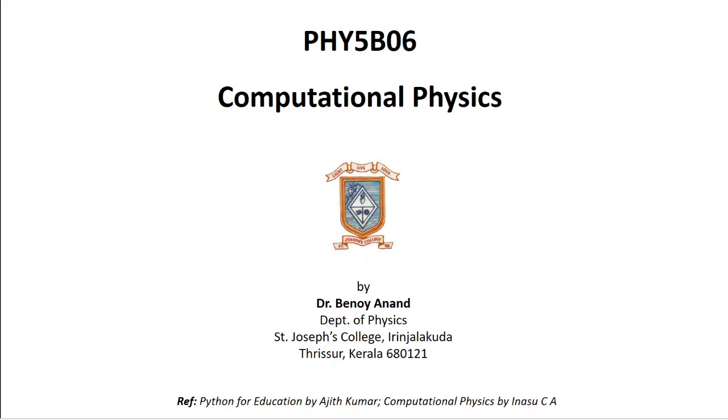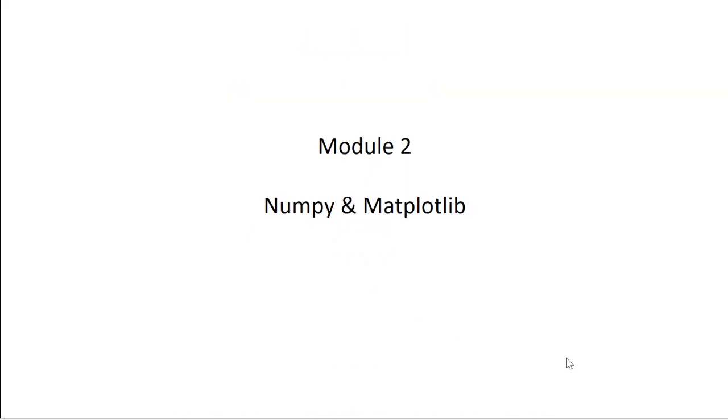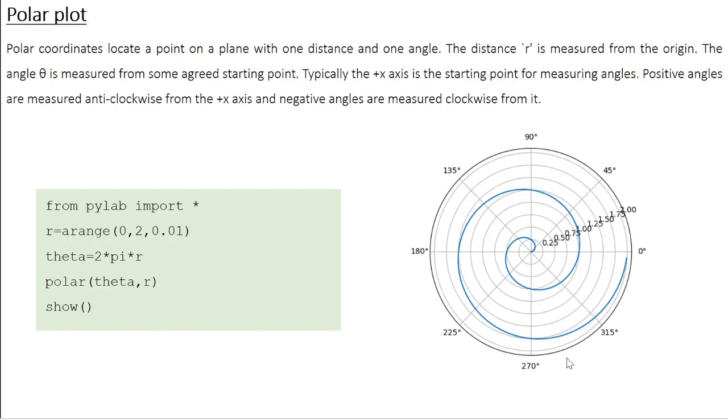The contents of today's lecture are taken from Python for Education by Ajit Kumar and Computational Physics by Inashu CA. We will continue to discuss topics from Module 2, NumPy and Matplotlib. In the last class, we discussed how to plot a regular two-dimensional graph using the plot function. In today's class, let's see how to do a polar plot.